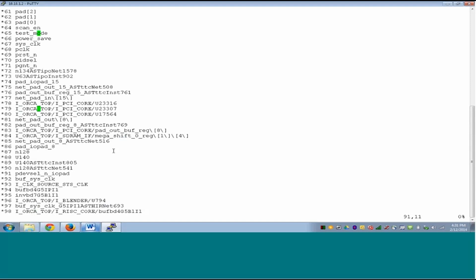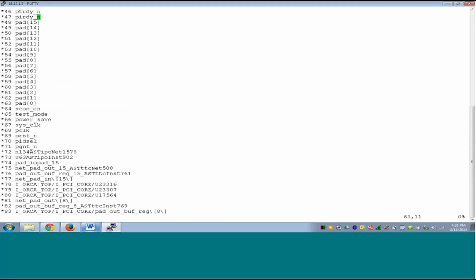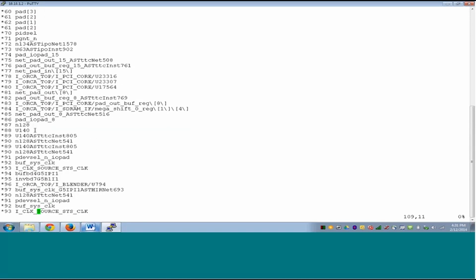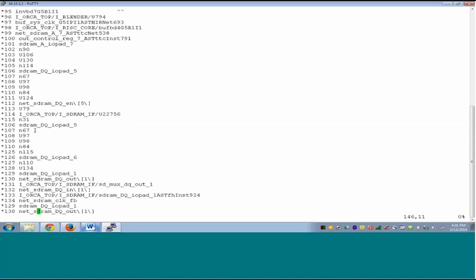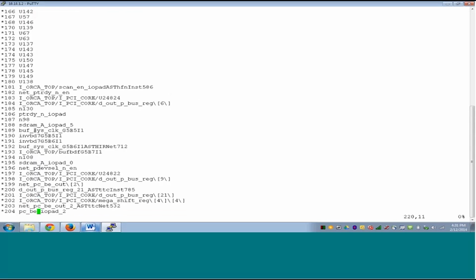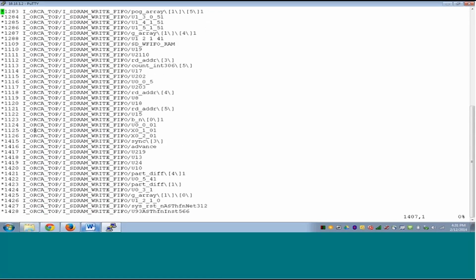Similarly, these are inputs. Power save is an input to this chip. So this is a complete chip. It even has pads, so it's a small chip. There are various numbers here, and if we go forward, there will be a lot of numbers.